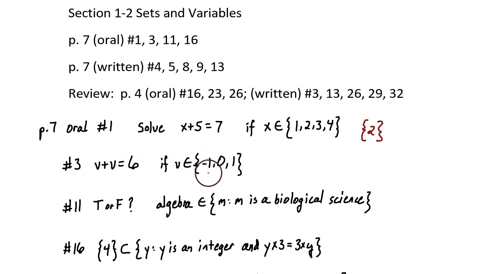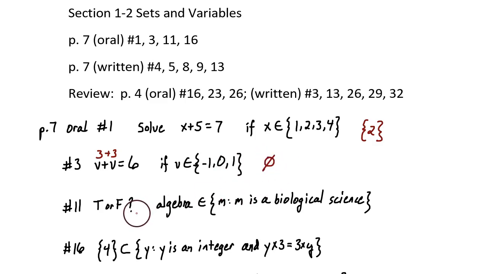Number 3, from this replacement set, do any of the elements work for the letter v? Well, they don't, because it would be 3 plus 3, which would be equal to 6, and 6 is not in that set. So the answer is the empty set.